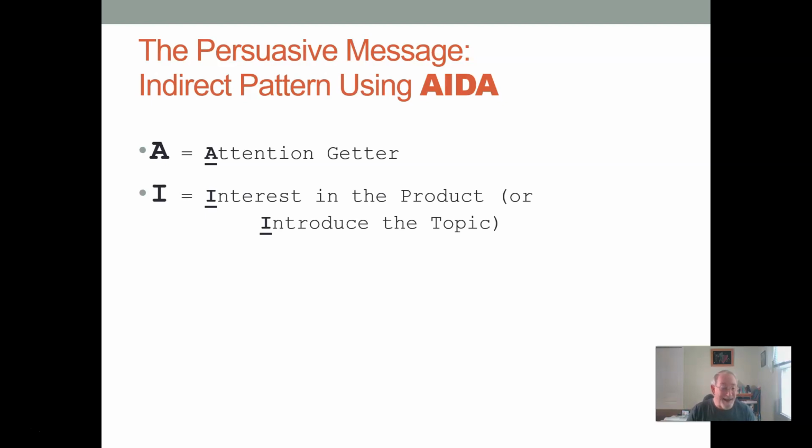Next, get the reader interested in the product or service or idea. Introduce the topic. Say what it is. Describe key features that will appeal to your audience. Understand that you could have different audiences for the same topic. You'll address different issues or aspects. You'll also build in logos, logic, here.